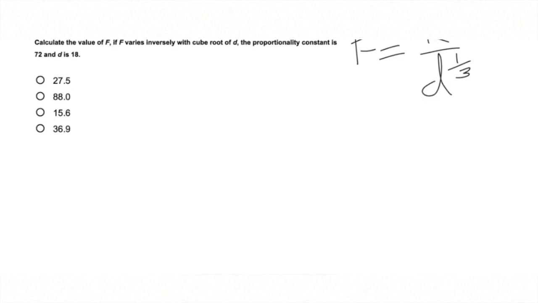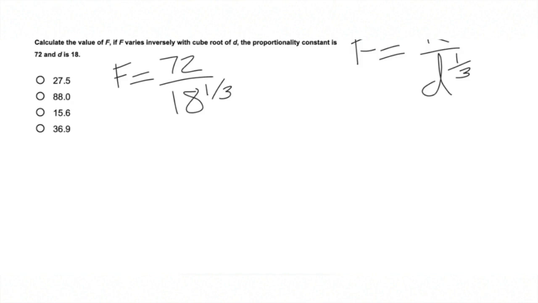Substituting these values into the formula, we get f equals 72 over 18 to the 1/3 power. Since we can't use a calculator to calculate the cube root of 18, let's plug in some numbers to see if we can narrow it down.